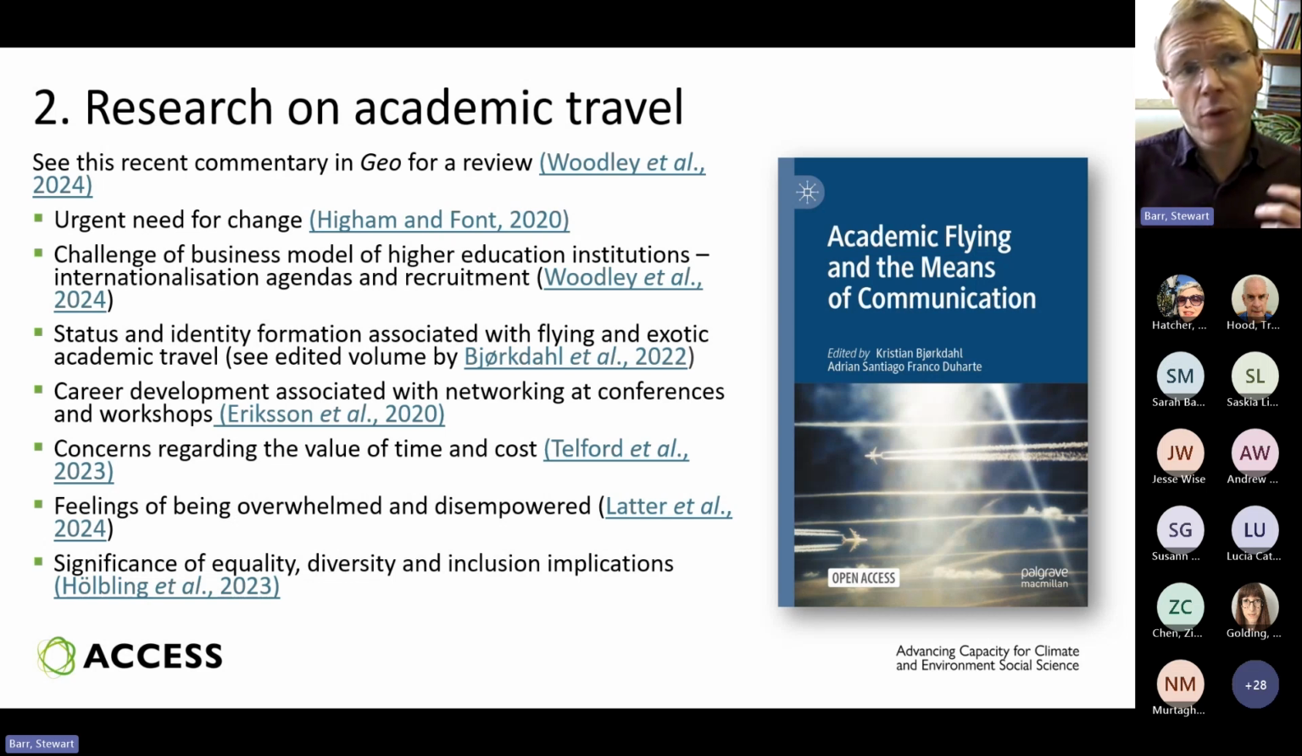But what I've tried to cover on this slide is some of the key issues that emerge from academic writing, which is really asking the question, why do we travel so much as academics? And why is it so difficult to try and reduce our travel footprint and decarbonise our travel? So we know that academics have talked about the urgent need for change. But the challenge, as I've already said, is the fact that the business model of most universities and many organisations is based on a hypermobile environment.